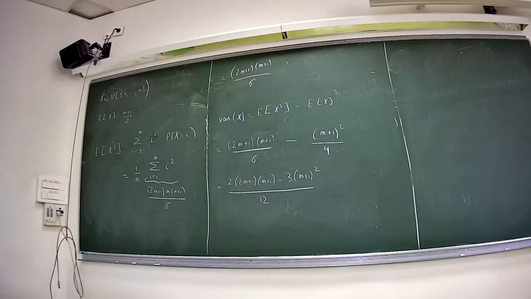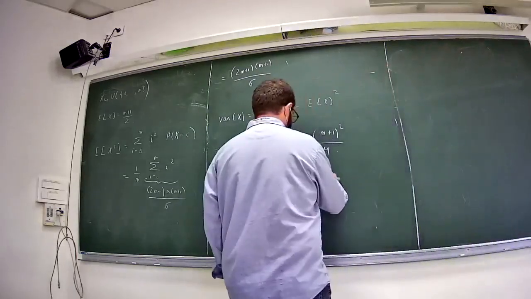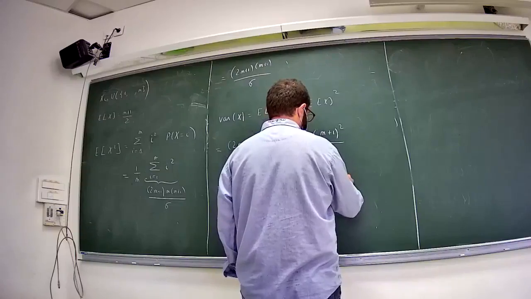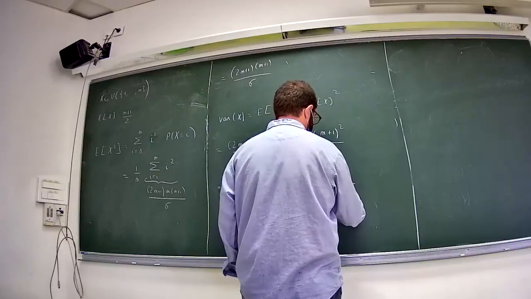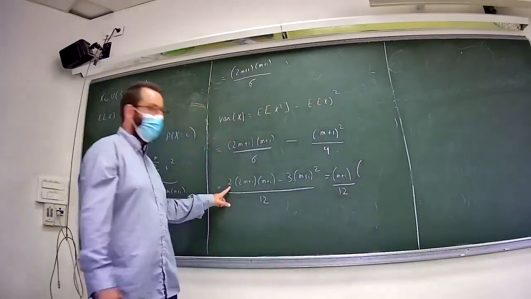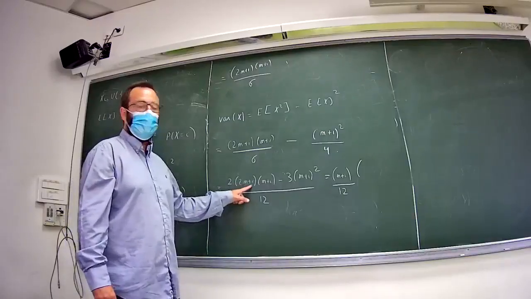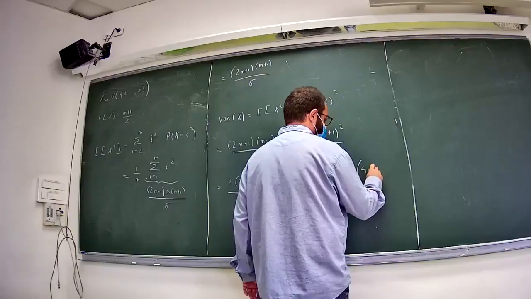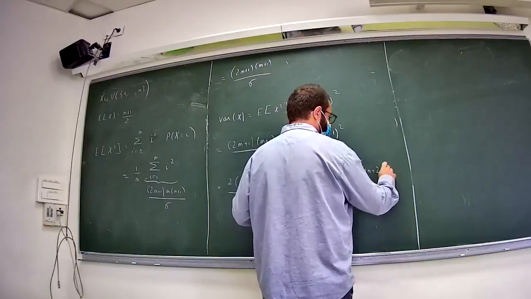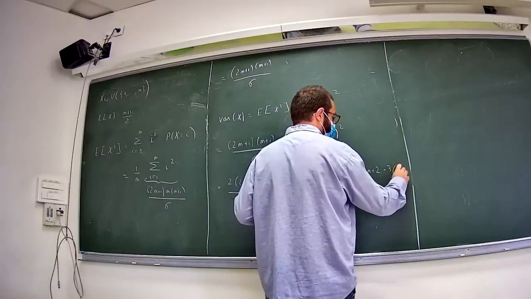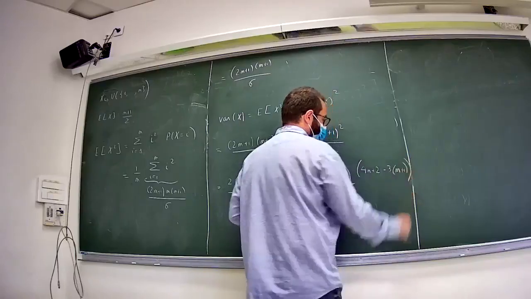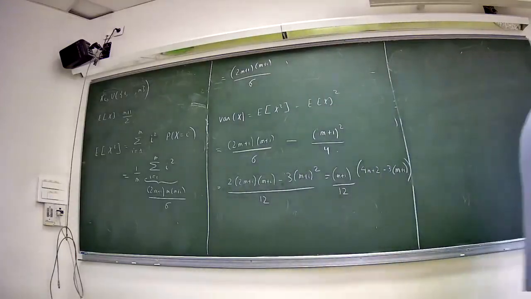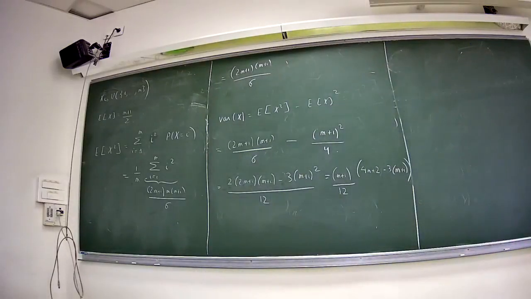So I see that I can put things into factor. I can put n plus 1 into factor here. So I do n plus 1 over 12 factor of what? 2 times 2n plus 1, so that is 4n plus 2 minus 3 times n plus 1. I just put into factor n plus 1 here.